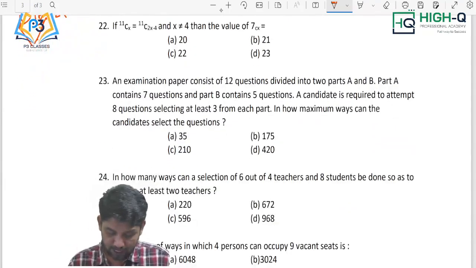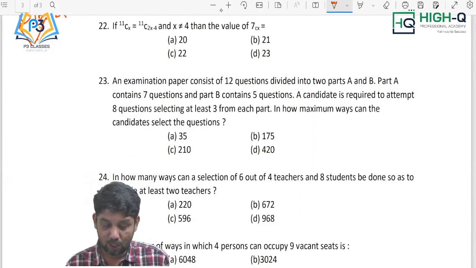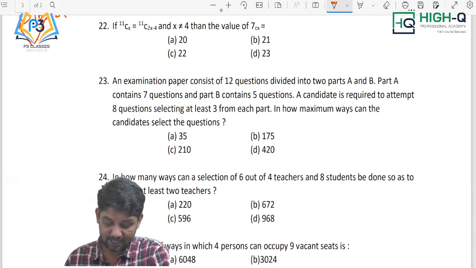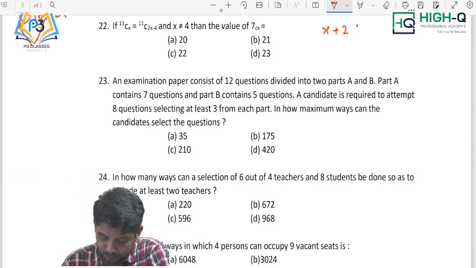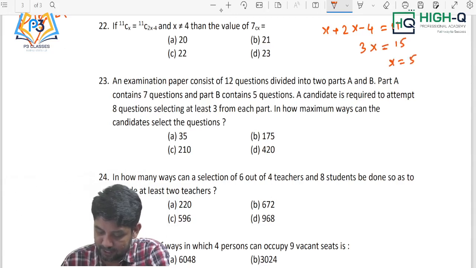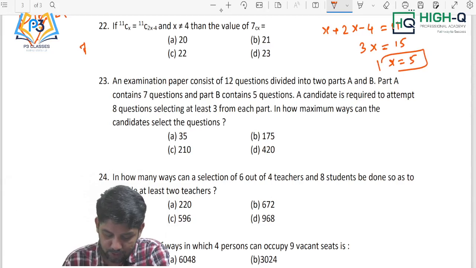Now 11C6 is equal to 11Cx is equal to 11C(2x minus 4) and x is not equal to 4, then the value of 7Cx. Let me check. x plus 2x minus 4 is equal to 11. 3x is equal to 15. So x is equal to 5. The question asks you to find 7C5. 7C5 is nothing but 7C2, which is 21. Answer over.